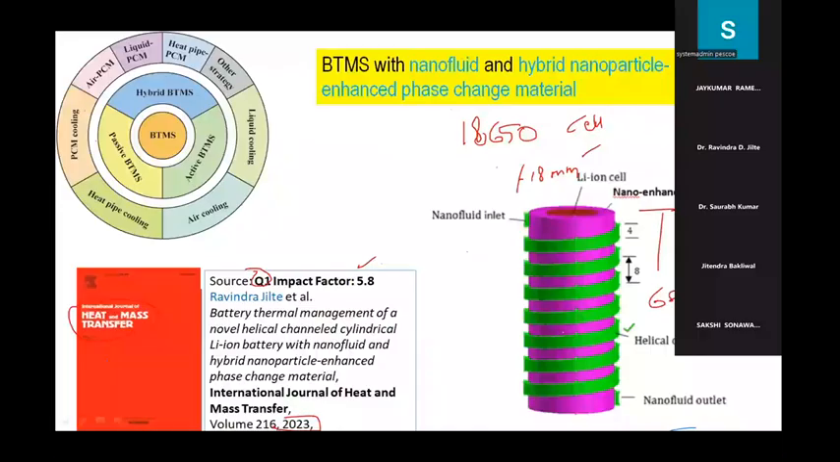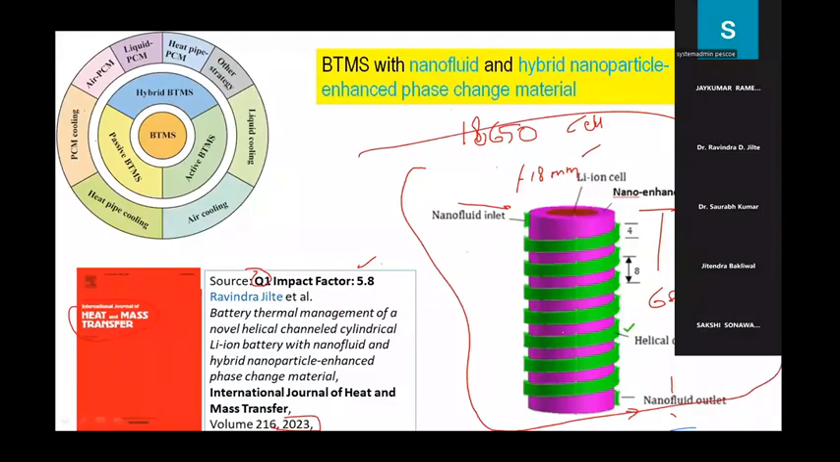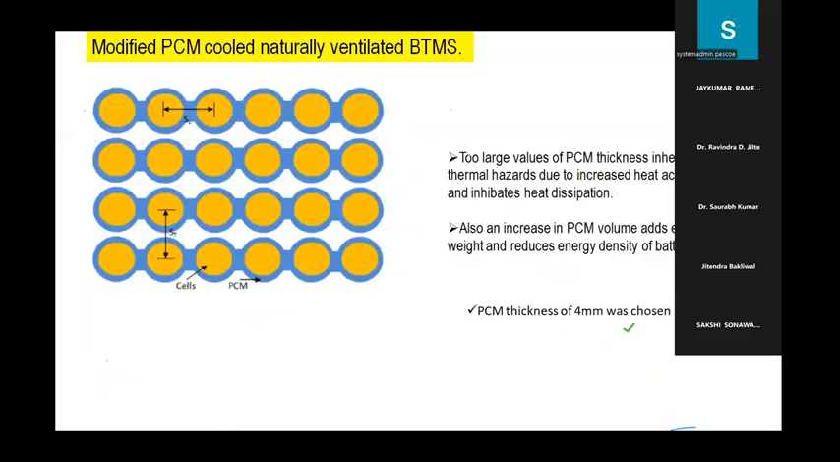So what we have provided is helical channels. In the helical channels, which wrap around the battery cell, we can allow the inlet of the nanofluid and the exit of the nanofluid on the other side. So options are available. You can analyze single-cell heat transfer in more depth, or you can take the example of multiple-cell heat transfer.